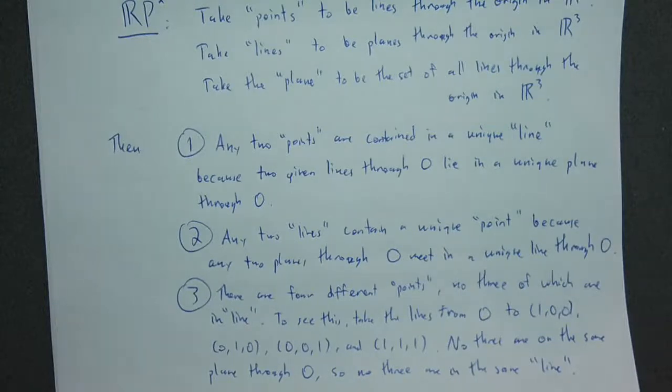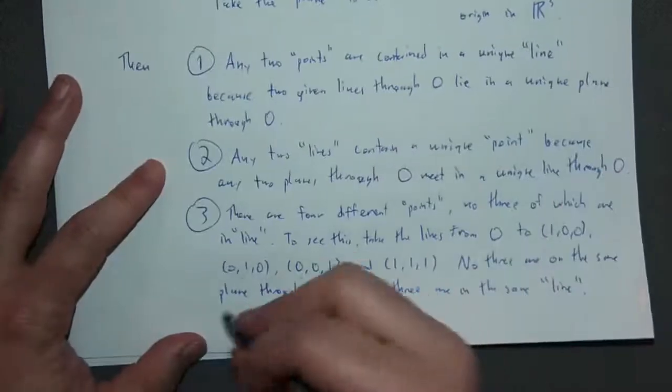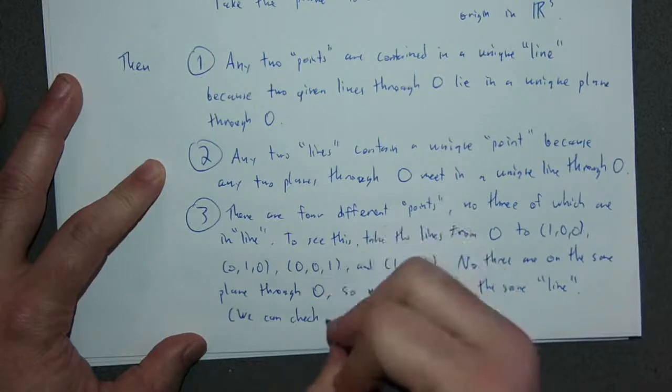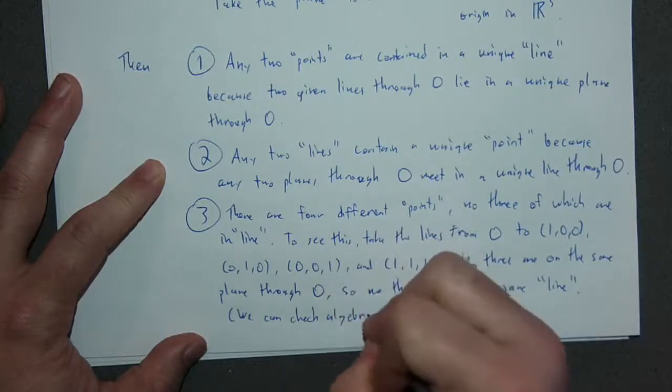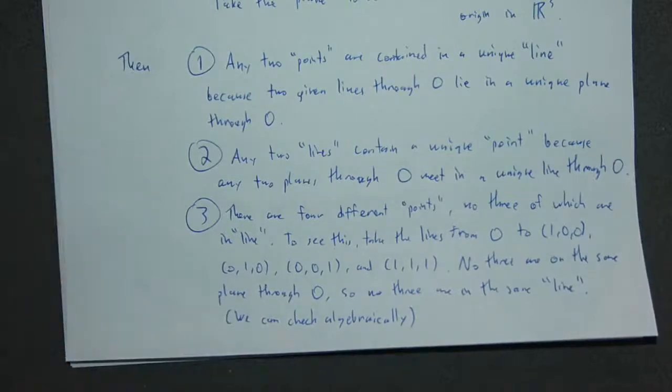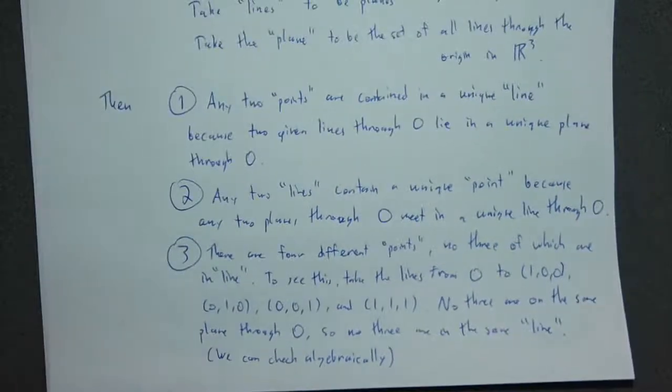So algebraically we could check this. So we can check algebraically. All right. Remember what the equation for a plane is in space. You can actually check algebraically that no 3 of those 4 lie on the same plane through the origin. Okay.